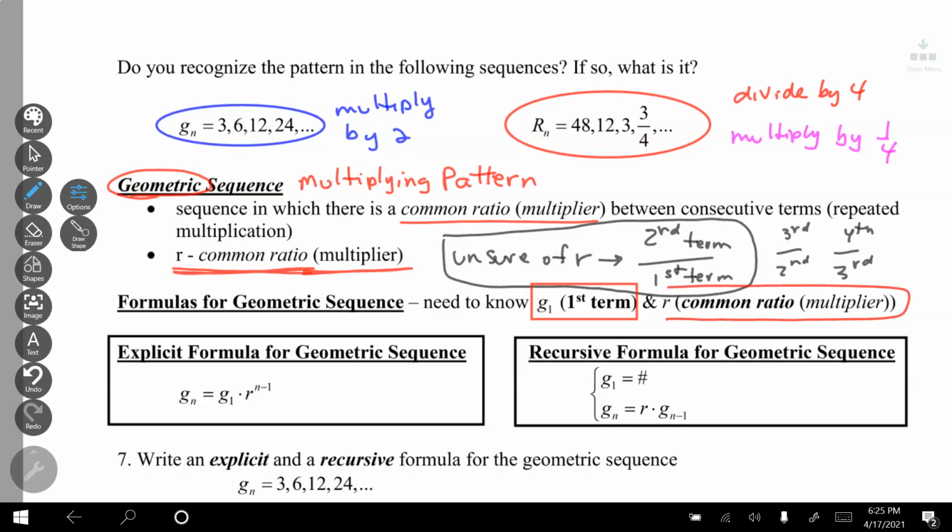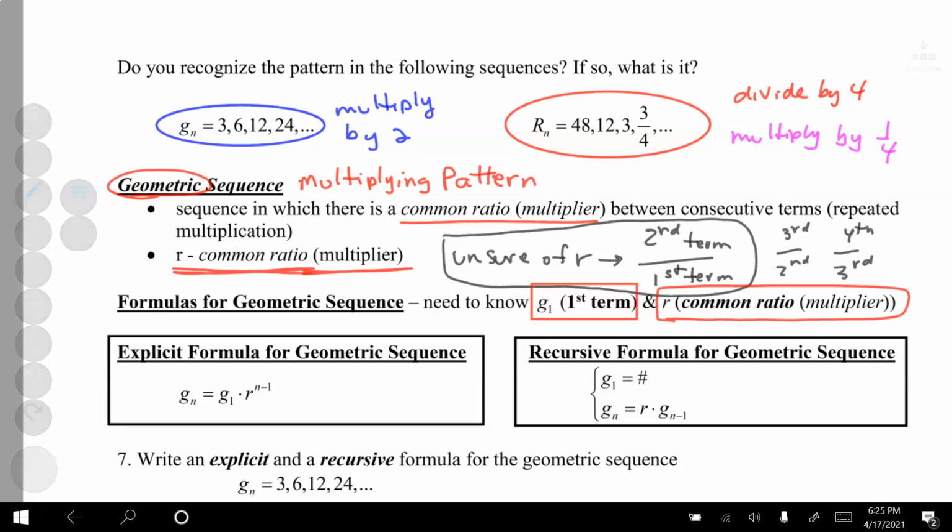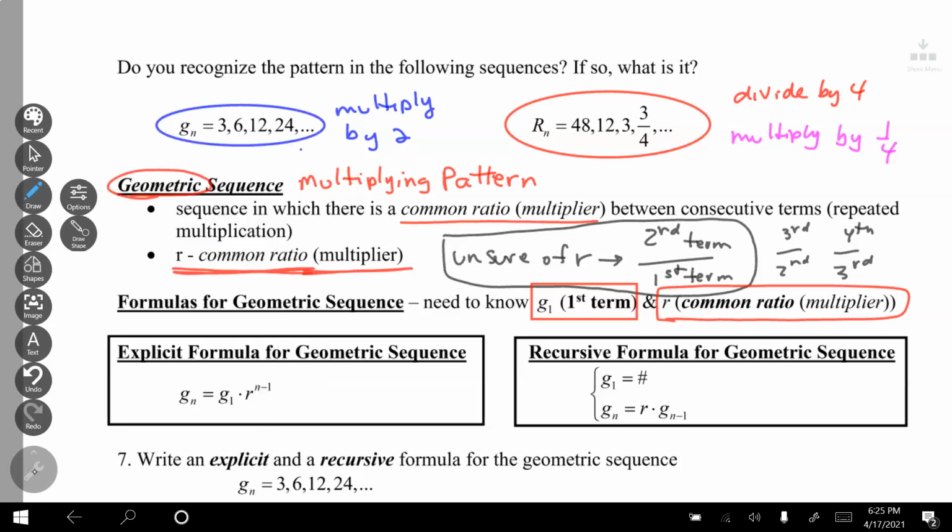Let's see if I can get this time. Okay, that's what we need to know. Arithmetic, we need to know the first term and the difference of what we're adding. This time we need to know the first term and the common ratio. And here are the formulas. First formula, again, is right here, the explicit. It is one equation.